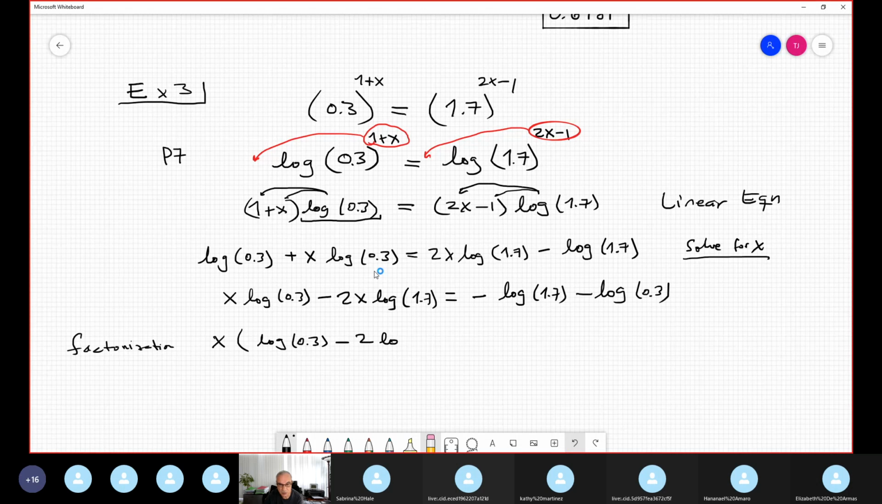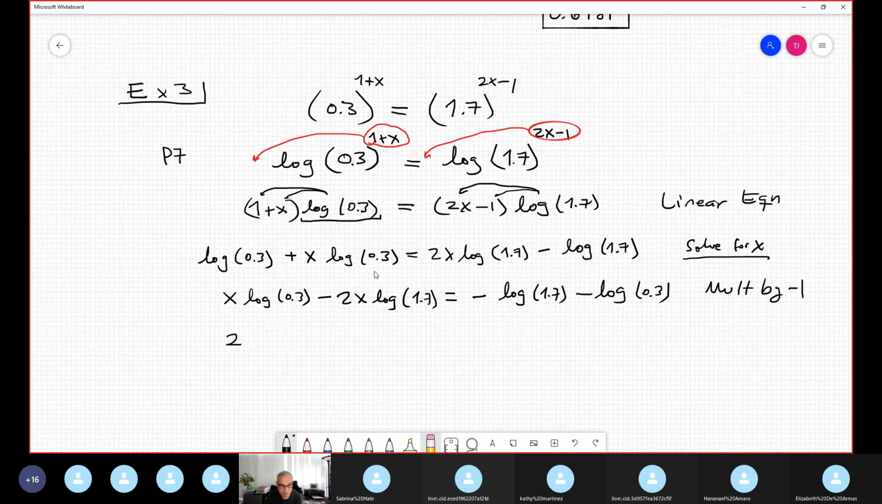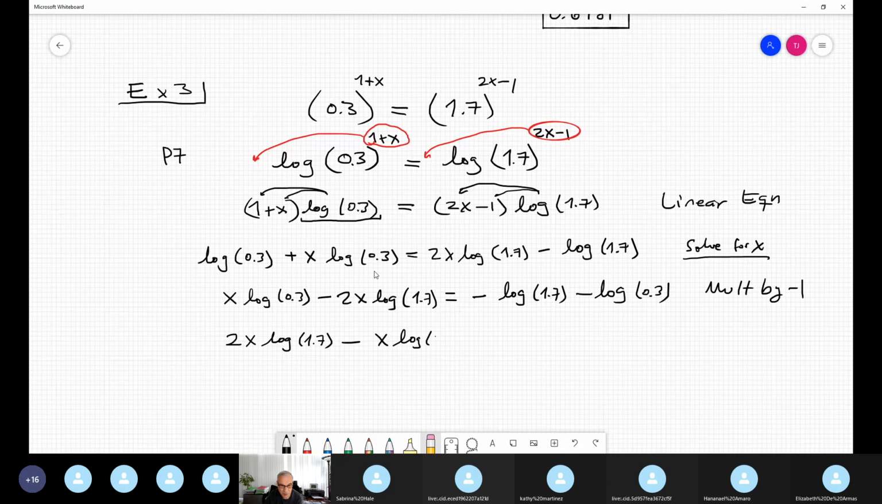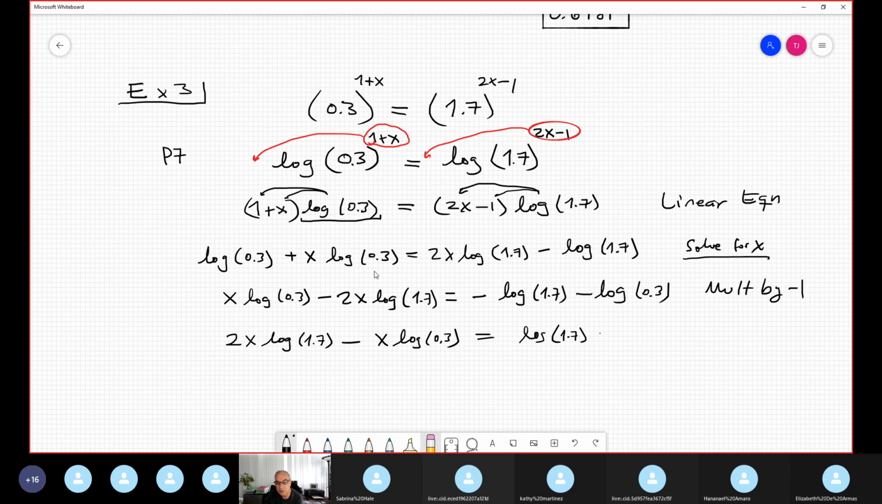Before that, this is completely optional, not mandatory. I want to change a little bit because I don't like this equation. It contains too much negative. The only positive one is the first, everything else is negative. So if you multiply the whole thing by -1, it becomes positive. This is not mandatory, but I like it to visualize much better. x logarithm 0.3, and this is easy: logarithm 1.7 plus logarithm 0.3. Now it's easier to understand.